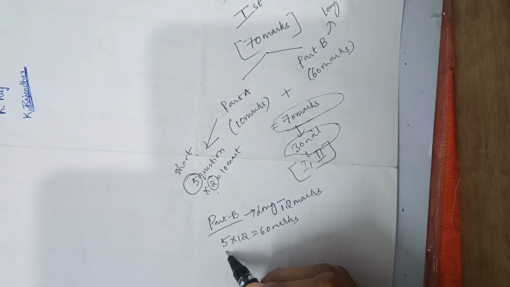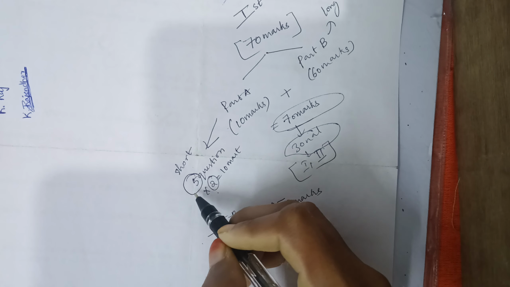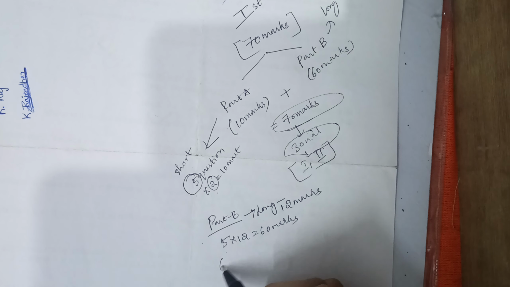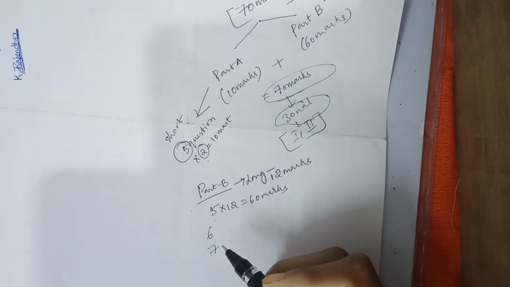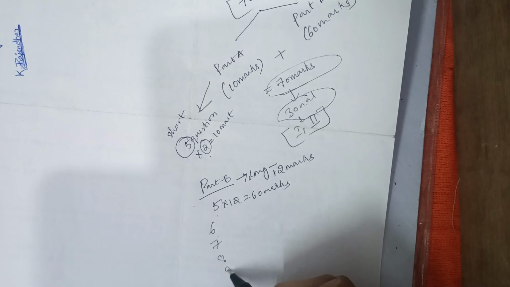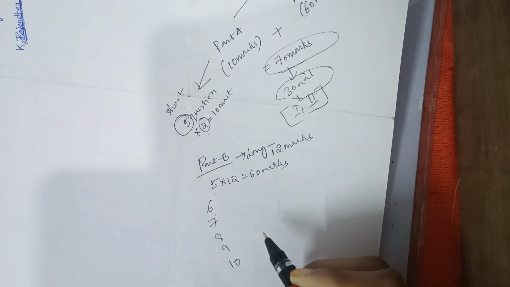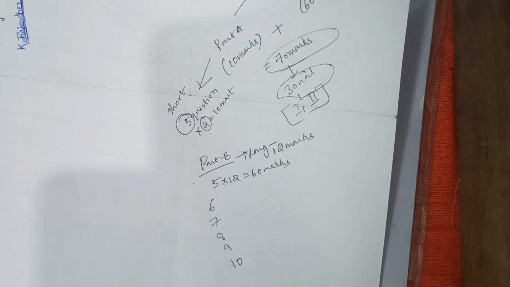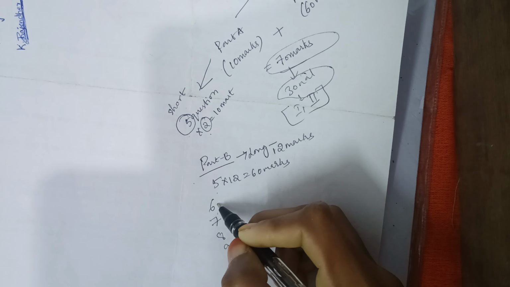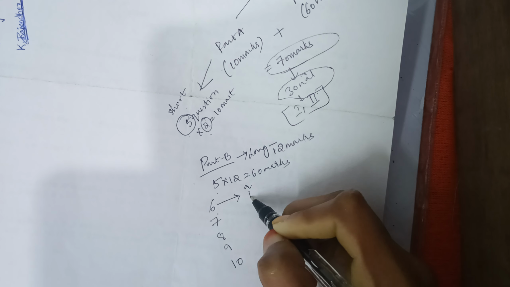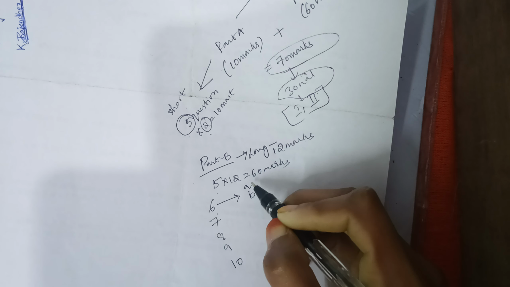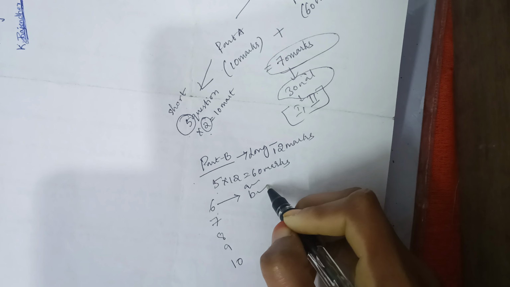So 5 questions, right? The first 5 questions are covered in part A. Then 6, 7, 8, 9 and 10. In the 6th question, we will get A and B. So we need to attempt any one of these, A or B.